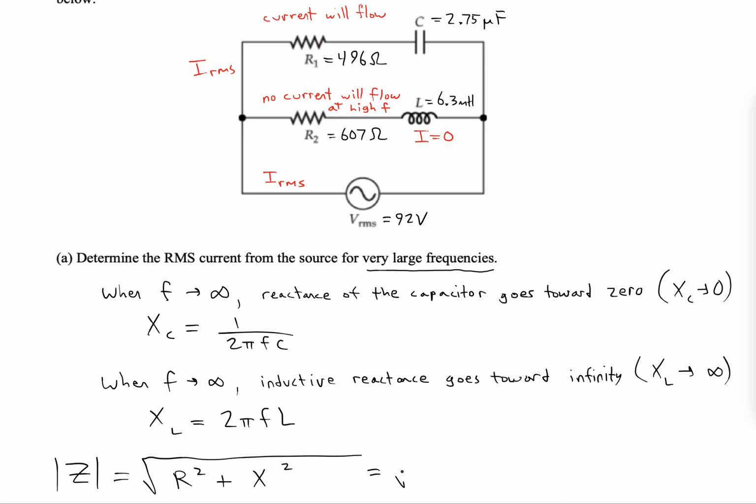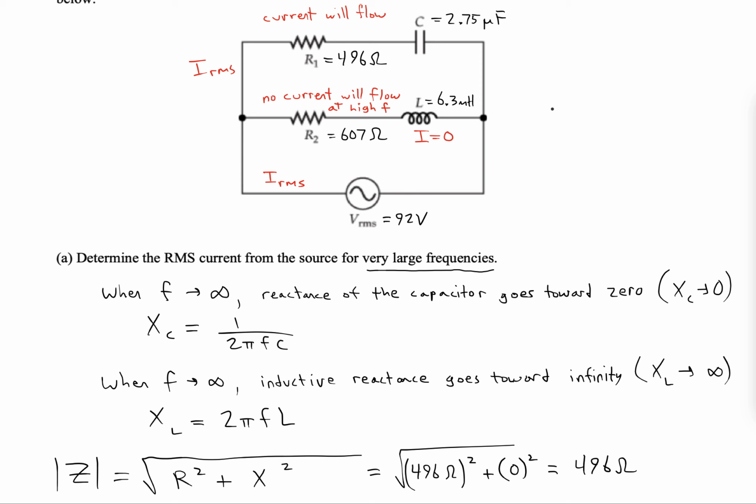Alright, so our resistance is 496 ohms. And we said that the capacitive reactance would be 0. So the total impedance then becomes 496 ohms.